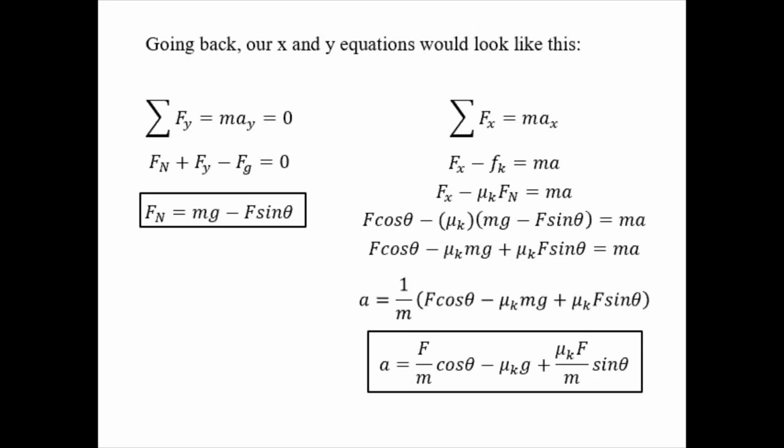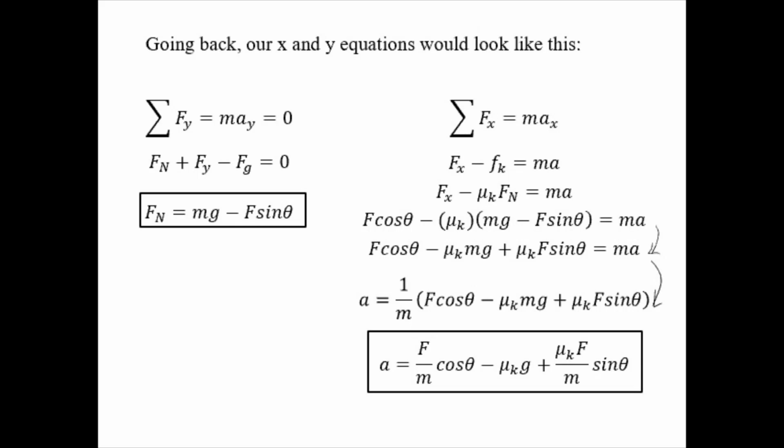Okay, but we just proceed the same sort of way. So instead of being able to simplify all that up and add it together, we end up as simple as we can get right there. Solving then for a, we find that a is equal to 1 over m times F cosine theta minus mu sub k mg plus mu sub k F sine theta.